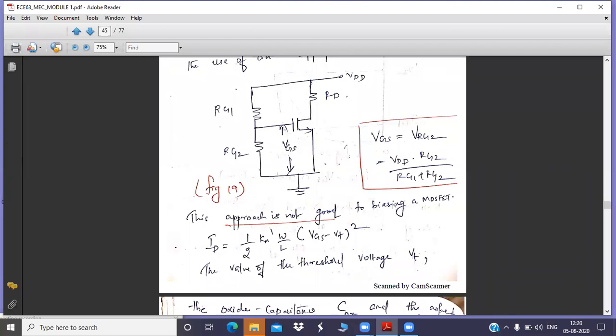So this is the first biasing technique we have, that is fixing VGS. Here we are fixing VGS first. In order to fix VGS, we need to write this equation, and we have written VGS is equal to VRG2. In what way can you say that VGS is equal to VRG2?